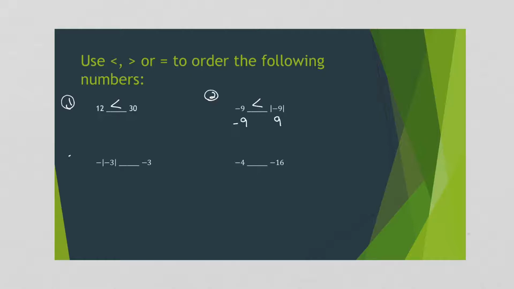The next one, number 3, down here. So see how that negative sign is on the outside of the absolute value bars? The left side is going to be negative 3. The right side is also negative 3. So those are equal to each other. And the last one. Which one would you rather be overdrawn in your checking account? We'd rather not be overdrawn at all, but we'd rather be negative 4 overdrawn rather than negative 16 overdrawn.